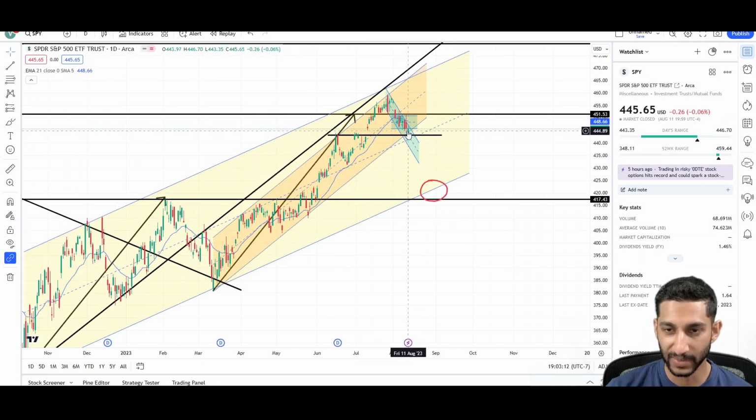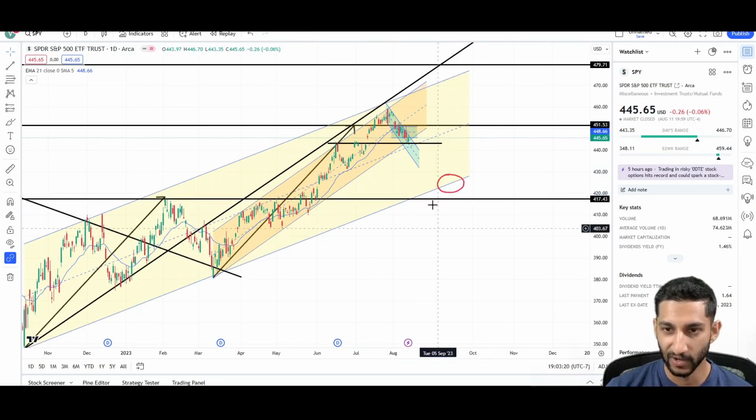The market is going to be deciding if it wants to break below this 443 level and continue to trend down lower to maybe the opposite side of the yellow channel where this circle is, or we're going to bounce from here and travel higher to the 451 level and even past that. So we have to just wait and see.